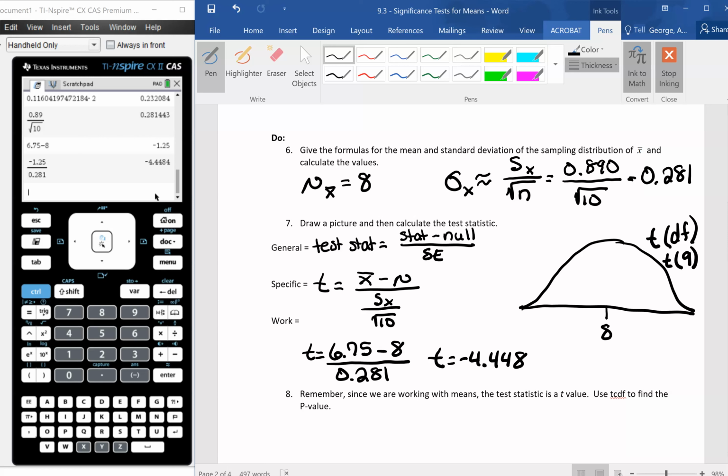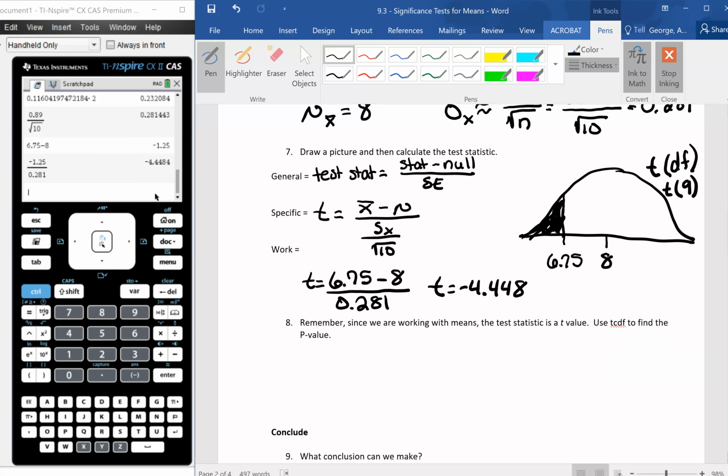My mean is 8. We had 6.75. And if you go back and look at the alternate hypothesis, it was less than. So I'm going to shade below. All right, so that's what our picture should look like.